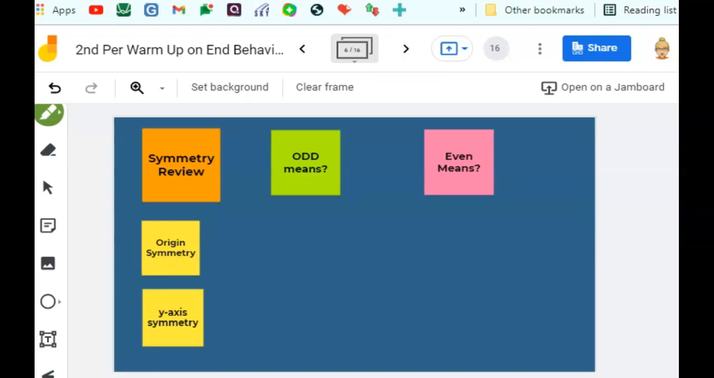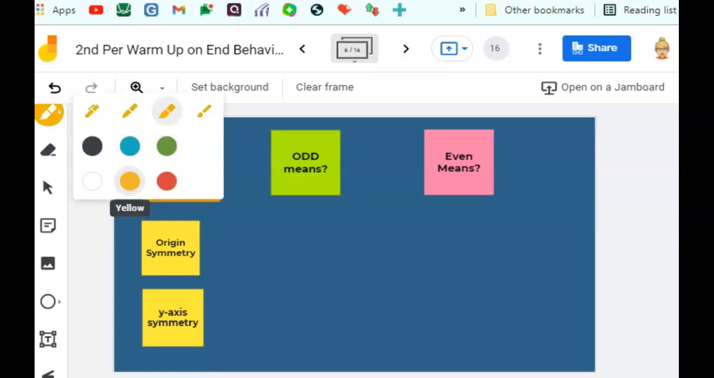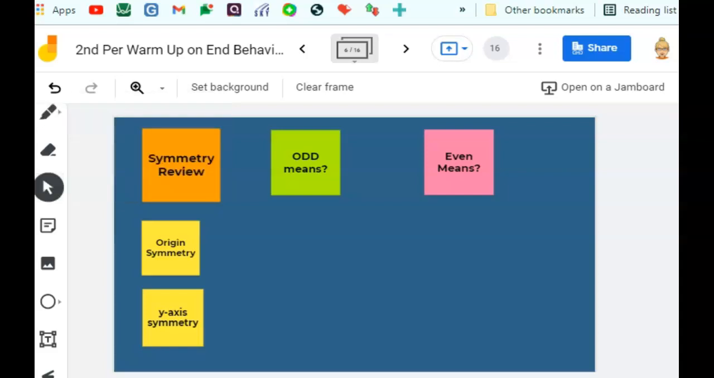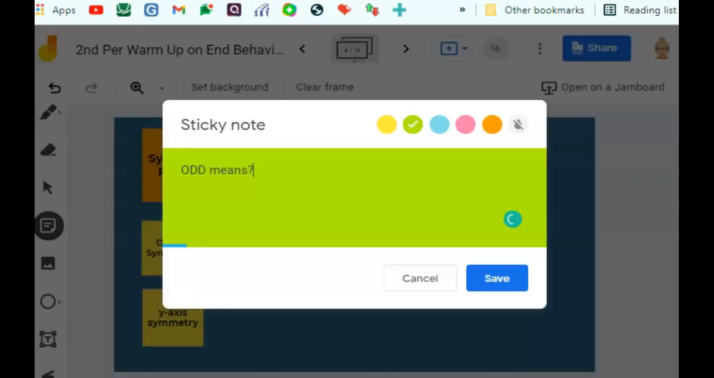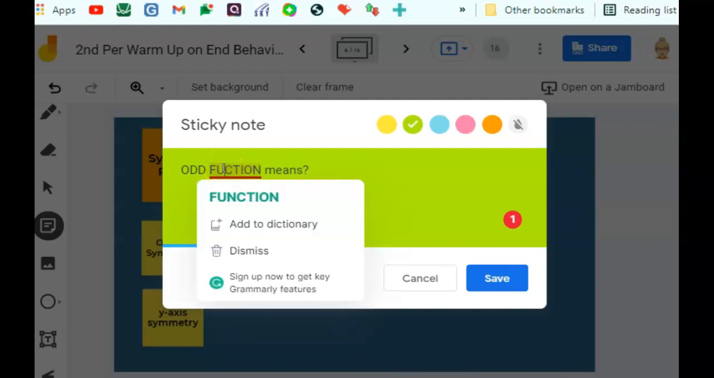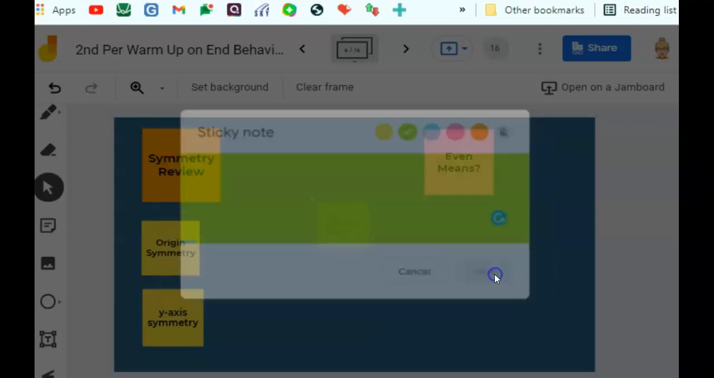What does this mean, guys? I don't know if I put the yellow, if it'll show. Odd means what? Odd means, oh, this is symmetry review. So this is a bad, yeah, very confusing. You're right. Odd function. There we go. What does it mean to be an odd function? Let me fix that. Okay.